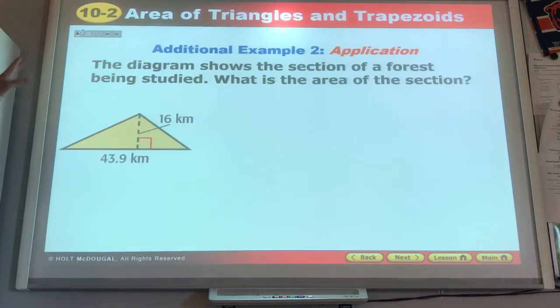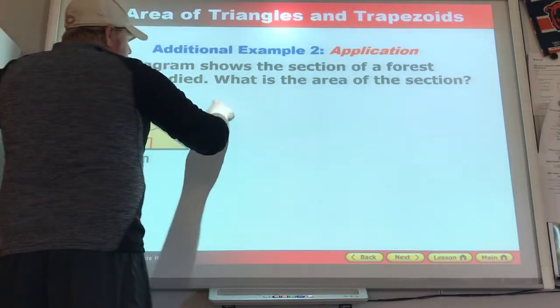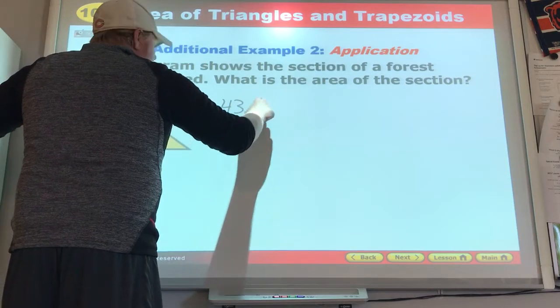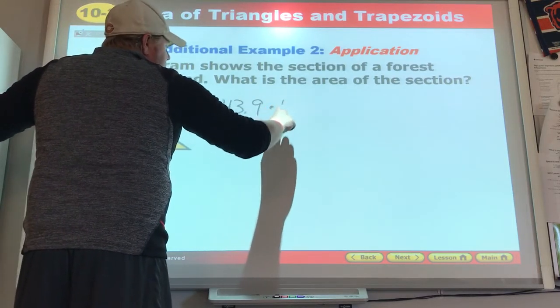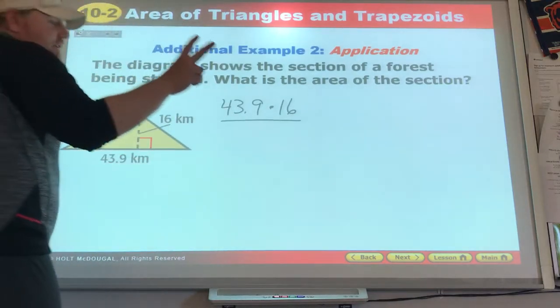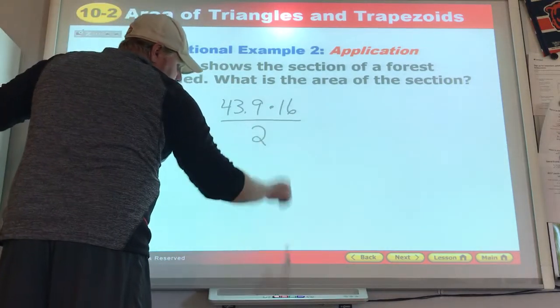All right. So the diagram shows the section of a forest being studied. What is the area of that section? Okay. So to get the area of a triangle, I'd love to say who can tell me that. Hopefully it'd be all of you by now. We would take 43.9 times 16, and all that is divided by 2.